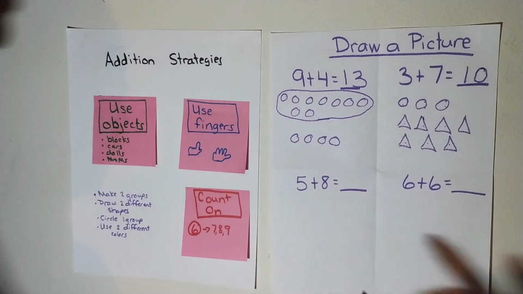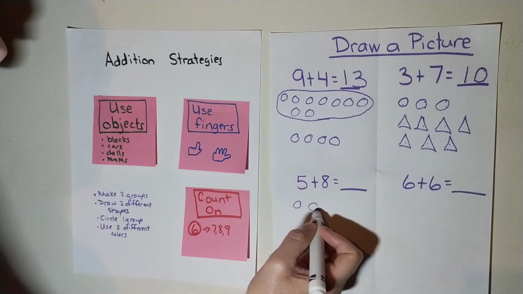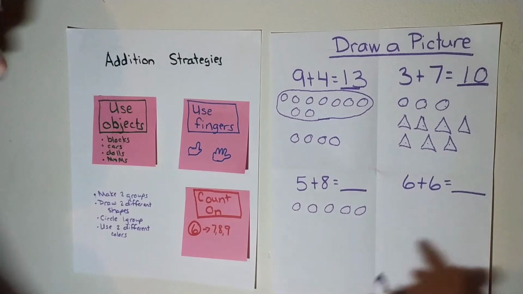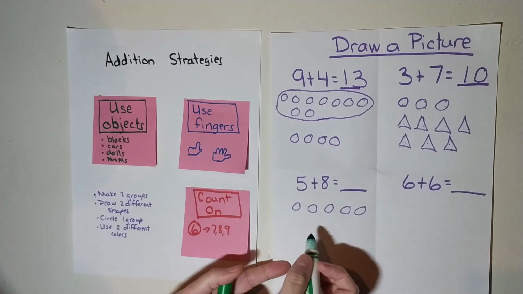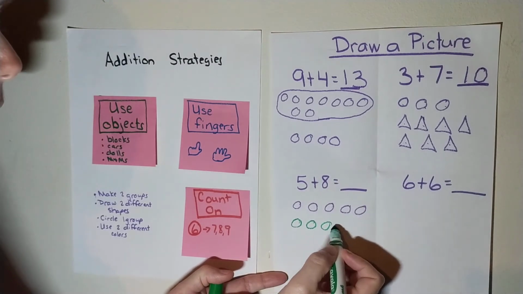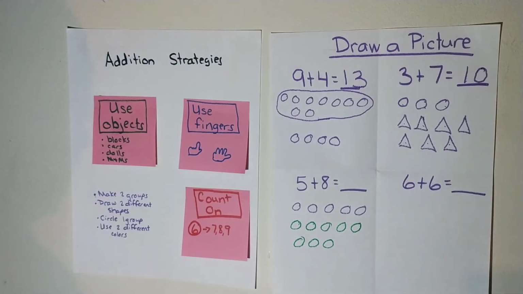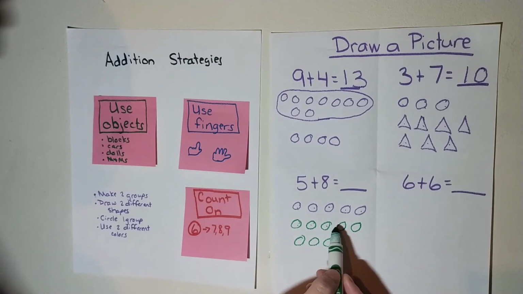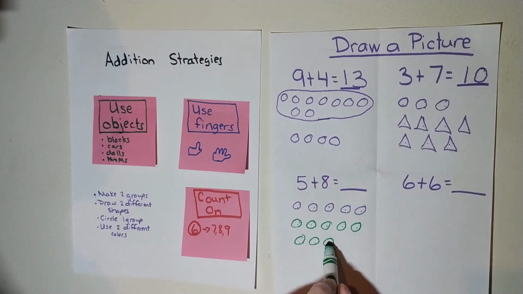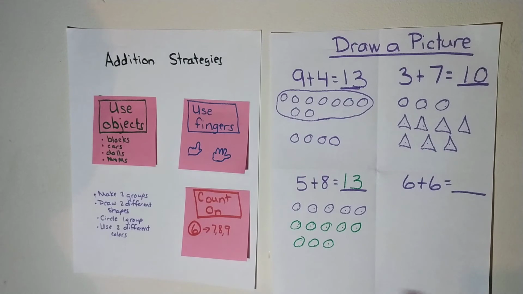5 plus 8. So I'm going to draw my circles again, but I'm going to use two different colors. 1, 2, 3, 4, 5. And then I'm going to swap to green for the 8. 1, 2, 3, 4, 5, 6, 7, 8. So when I count all of them, of course, 1, 2, 3, 4, 5, 6, 7, 8, 9, 10, 11, 12, 13. So of course that makes it easier to find my answer because I just count them all.